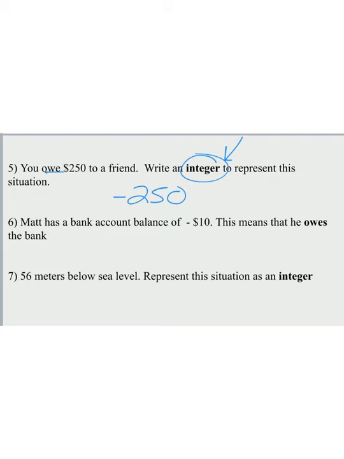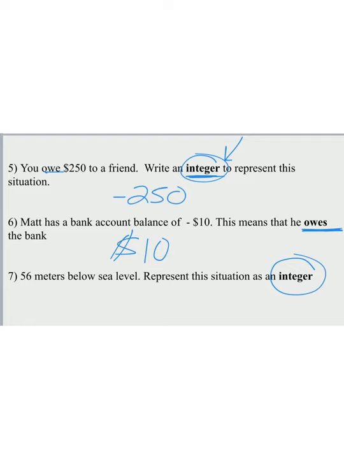For number 6, Matt has a bank account of negative $10. This means he owes the bank. So here, it's not asking for an integer. It's just saying, how much does this person owe? And when you're talking about owing money, like real life owing, you would say that person owes $10. So this is when you would use the absolute value of negative 10 and say he owes $10. Again, when they ask for the integer, it's okay to make it negative. If they're not asking for the integer and they're just saying how much does he owe, that's when you would use the absolute value.